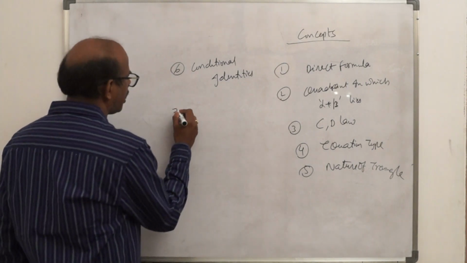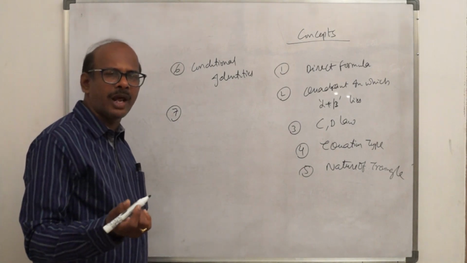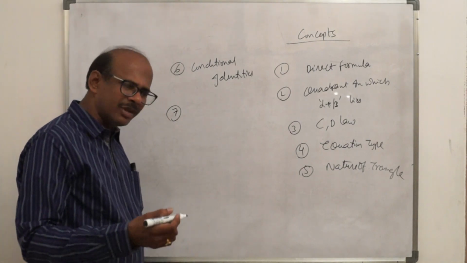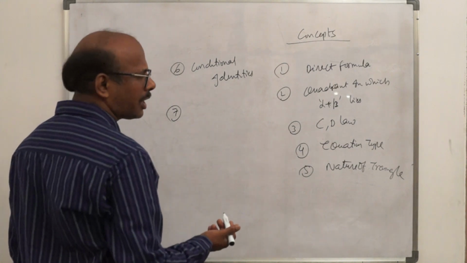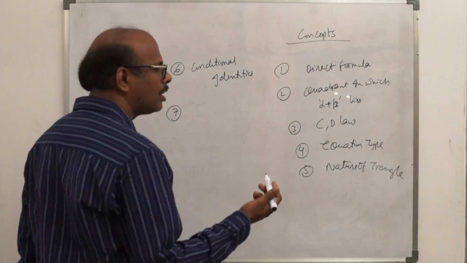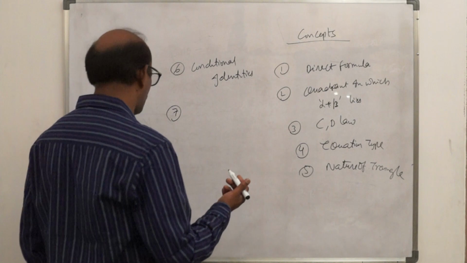So conditional identities vary. Not only 180: if A plus B plus C equals 90, there is one more relation, linked with tan, linked with sine, linked with cos. Many more conditional identities exist based on the given condition. Identities mean both LHS and RHS are equal. Okay.